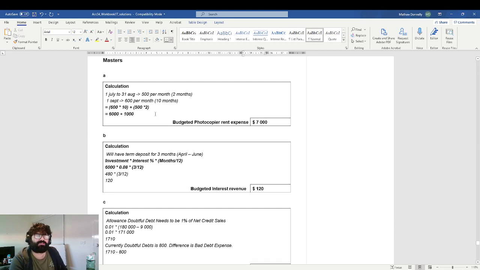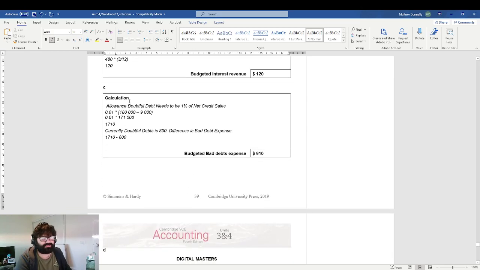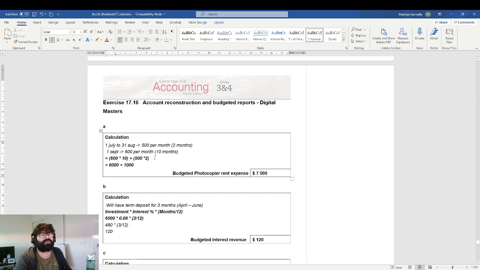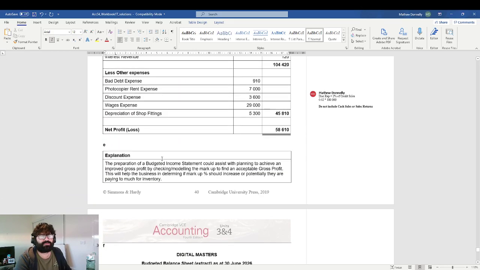Now we see we pay 12 months in advance. So every 1st of September we pay the new amount. Now it's gone up to $600 per month. So that means we've got 12 months of $600. We've only used 10 of those 12. 2 months must be remaining. 2 times 600 is 1,200.